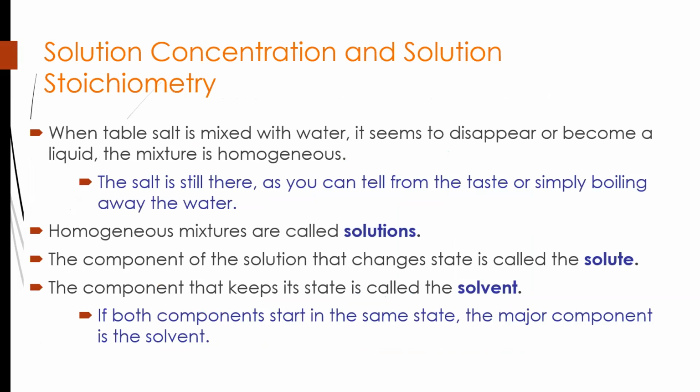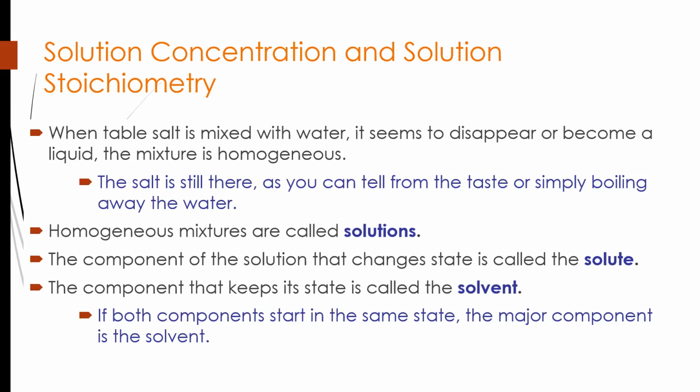Now, when table salt is mixed with water, it seems to disappear or become a liquid. That mixture is homogeneous, right? So we see it all mix in there and dissolve. And so that's an example of a solution. In this case, the water is going to be our solvent because it is the largest component. The table salt is going to be our solute.